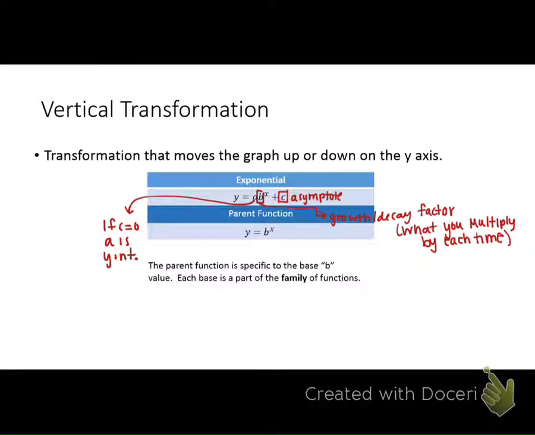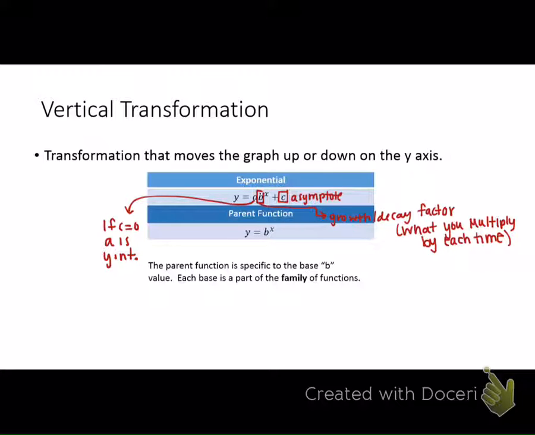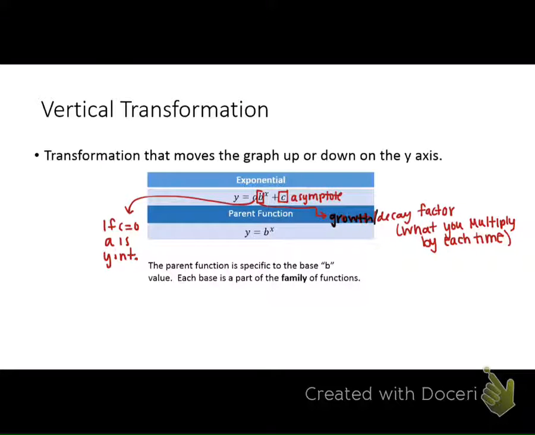Okay, it says growth there. I'll rewrite it in black. Can you see it in black now, Mackenzie? Yeah. Okay, just so other people can see it too.